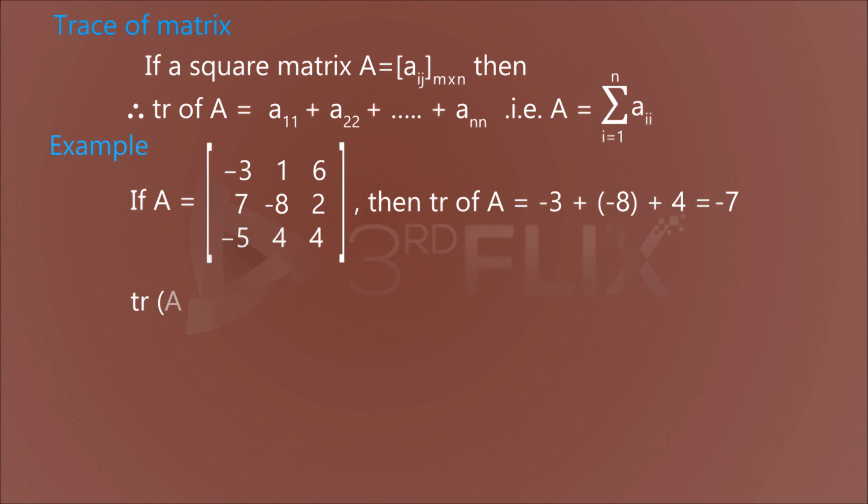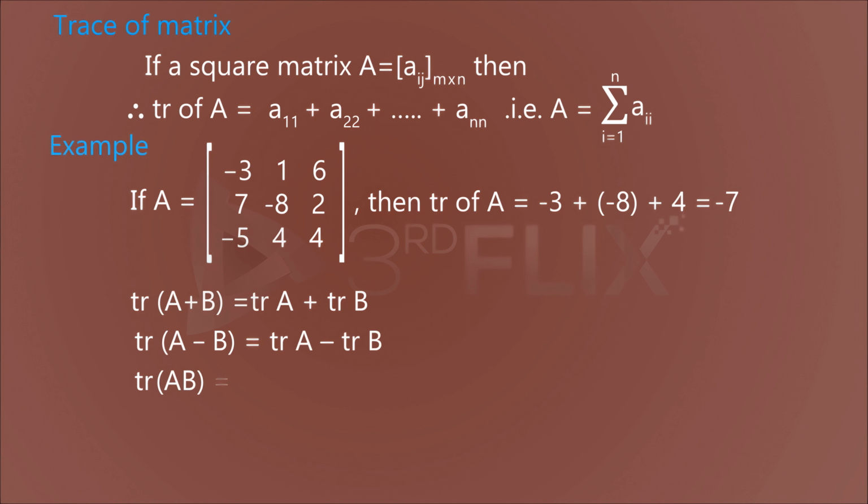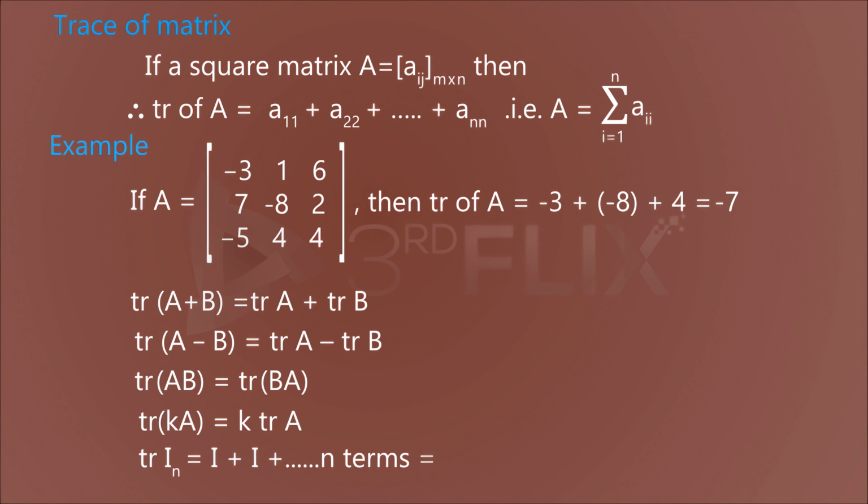Trace of A plus B equals trace A plus trace B. Trace of A minus B is equal to trace A minus trace B. Trace of AB is equal to trace of BA. Trace of kA is equal to k times trace A. Trace of In equals 1 plus 1 and so on up to n terms, which equals n.